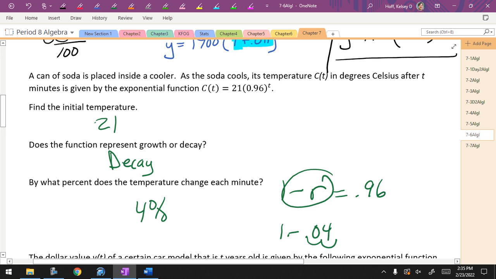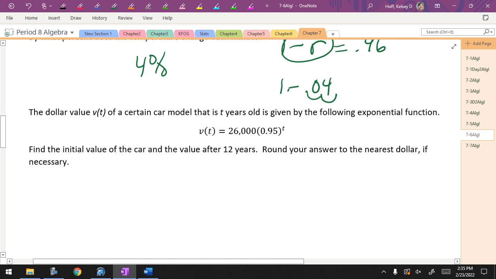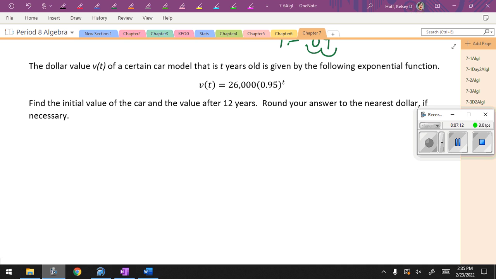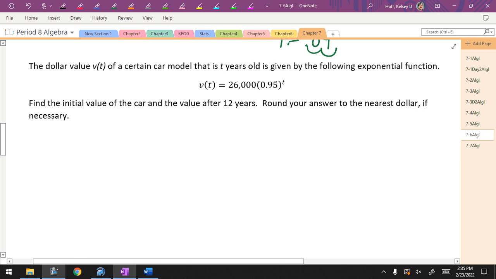How do we actually use this? So the dollar value V of t of a certain car model that is t years old is given by the following exponential function. V of t equals 26,000 times 0.95 to the t power. Find the initial value of the car and the value after 12 years. Round your answer to the nearest dollar if necessary. One of those, we have to do 0 calculations.